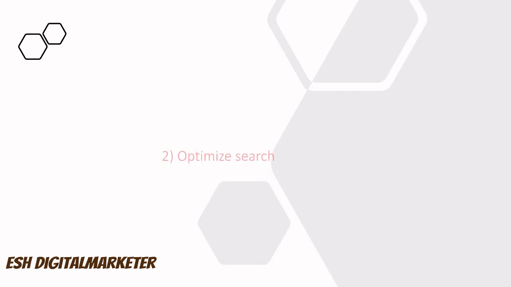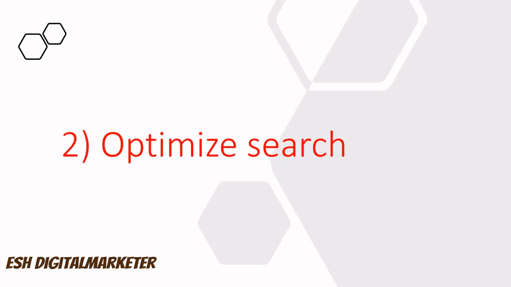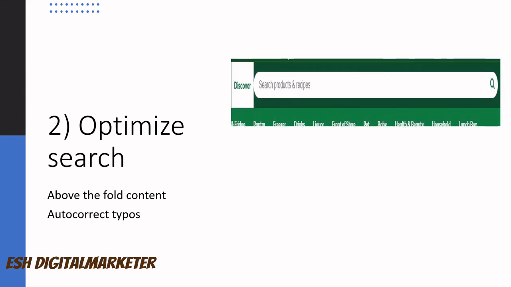Number 2 is optimize the search. If you are using a search option on your website to search for products or recipes, use the search bar above the fold. It should be visible to the user. Whenever a user lands on your website, particularly using a mobile device, the user may want to find the information they want quickly. So put the search bar above the fold and visible to the user. Let them start the journey by searching for products.